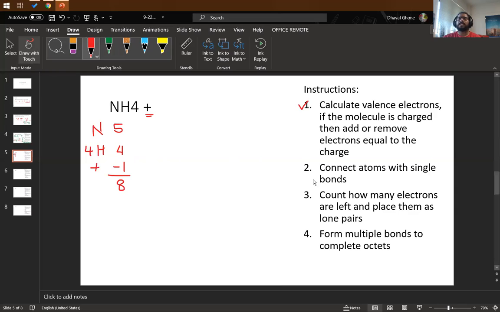Step 2 is connect the atoms with single bonds. And so I'm going to draw nitrogen, and I'm going to write hydrogen around it. Again, nitrogen is 1, hydrogen is 4. That hints that nitrogen is the central atom, not hydrogen. And it says connect them with single bonds. So I want to draw single bonds all over them. Done. Step 3 is count how many electrons are left and place them in lone pairs.